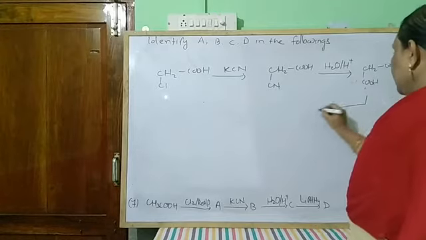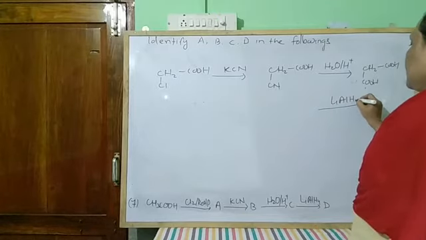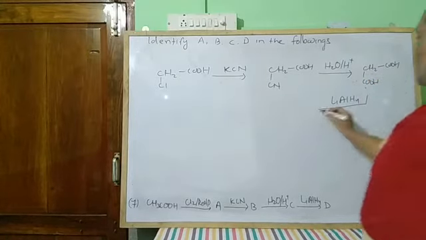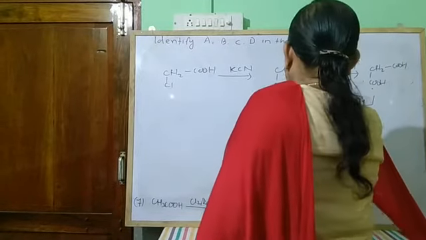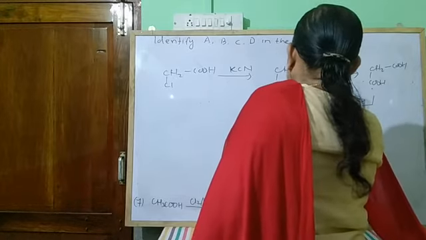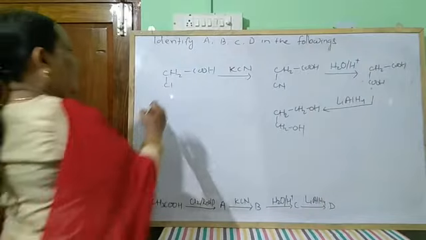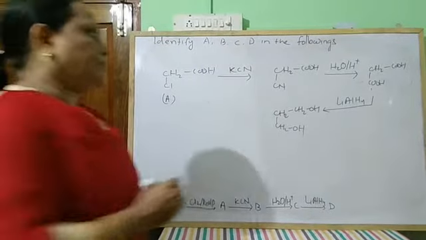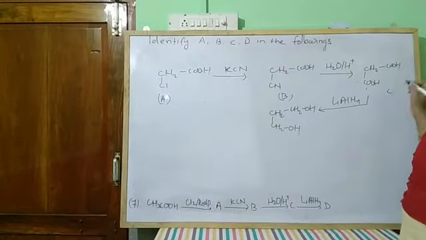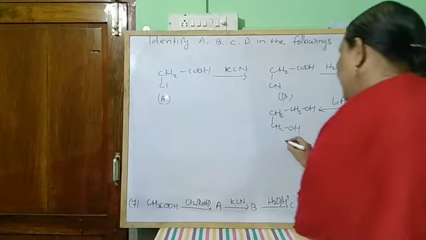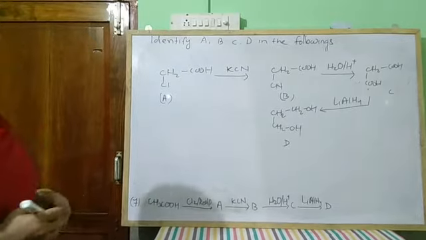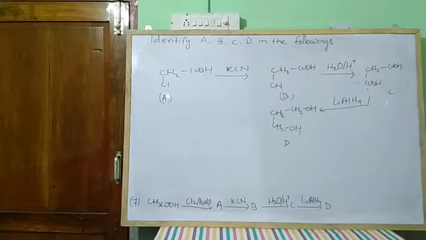And when this is treated with a reducing agent, this COOH group is reduced to an alcohol group, COOH to CH2OH group. So A is chloroacetic acid, B is 2-cyanoethanoic acid, C is malonic acid, and D is propane-1,3-diol. So this is A, B, C, D. Next we will discuss.